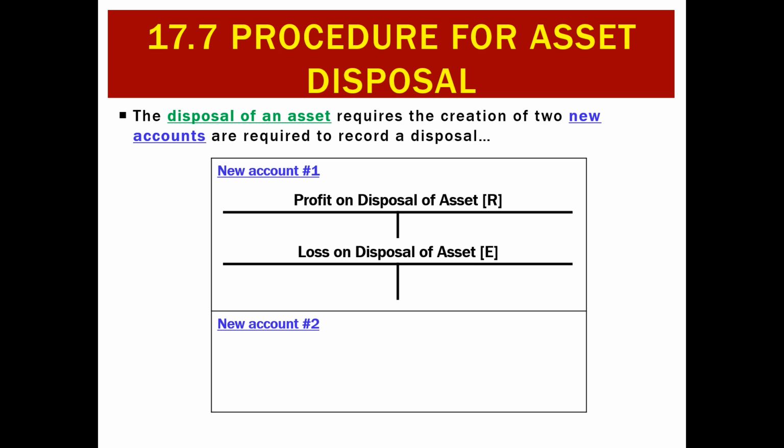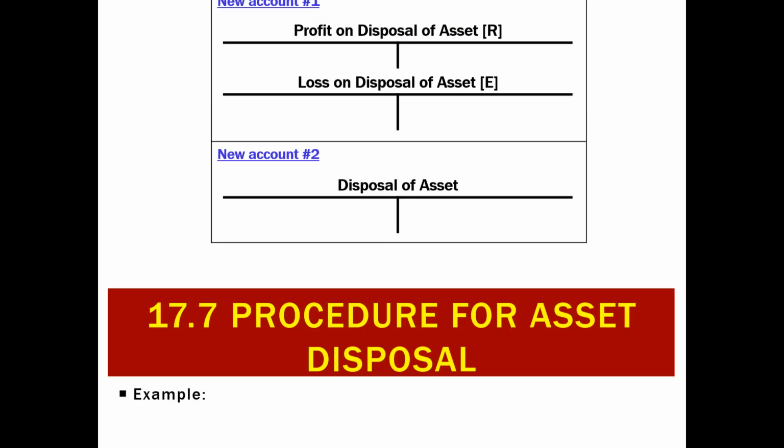The other new account we'll need is what's going to be called disposal of asset, and we'll need to rename that. We'll need to change this word here to whatever asset we are disposing of at the time. So laptop, vehicle, or office equipment, whatever it is, we change that to say disposal of laptop, for instance.